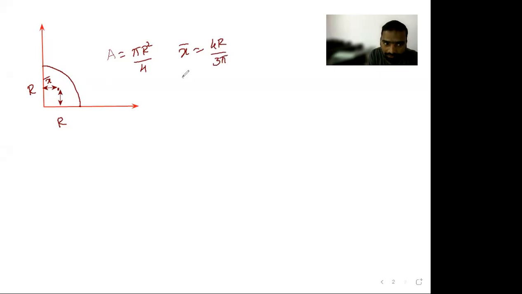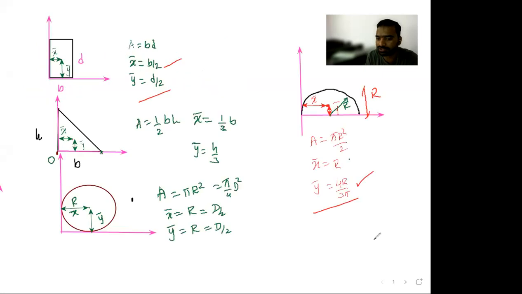Okay, then what is the value of y bar? Yes, 4r upon 3 pi. Is it understood, everyone? Yes. Now I will go back to the semicircle.